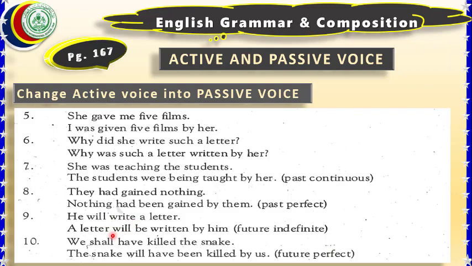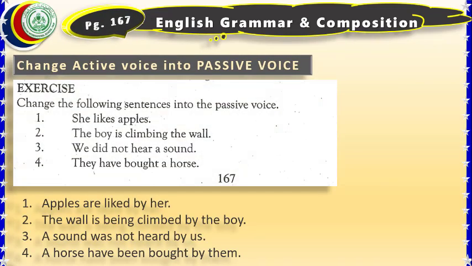He will write a letter. A letter will be written by him. We shall have killed the snake. The snake will have been killed by us. These are 10 types of different tenses which are given here, and we learn how to change them into passive voice. This is the exercise.